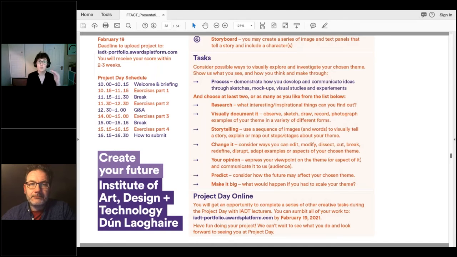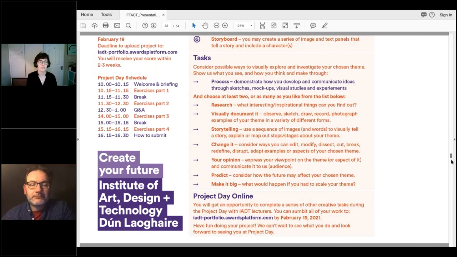And then two other things that we're going to want to see. We're going to want to see either your research, how did you explore this thing? That doesn't mean you have to give us an essay. That means we want to see your visual research. We want to see your drawings and the things you looked at and the things you explored. Your visual documentation of something. How you've documented is actually a very important skill for us, and how you present your work.